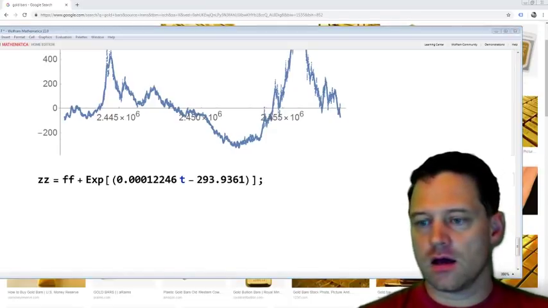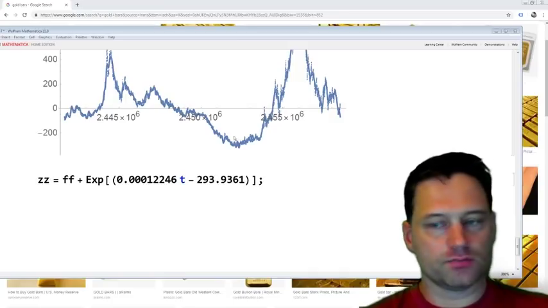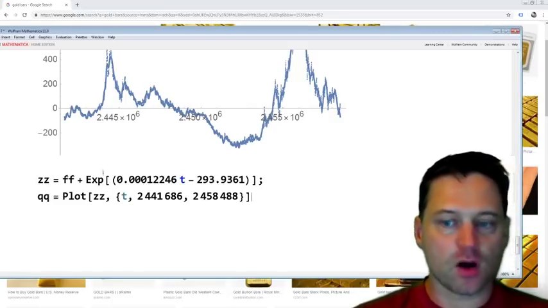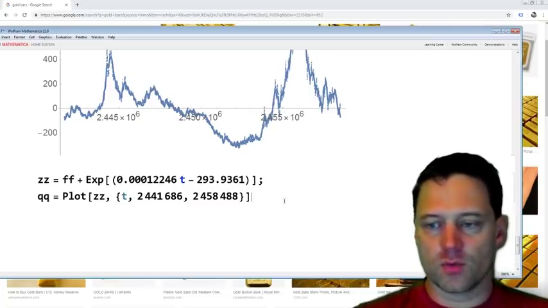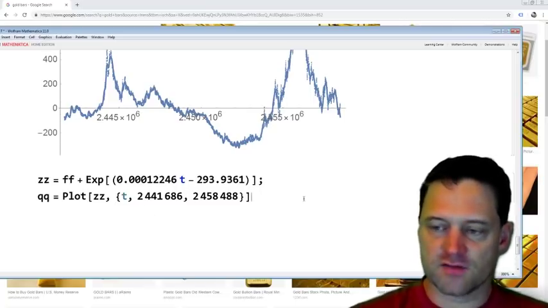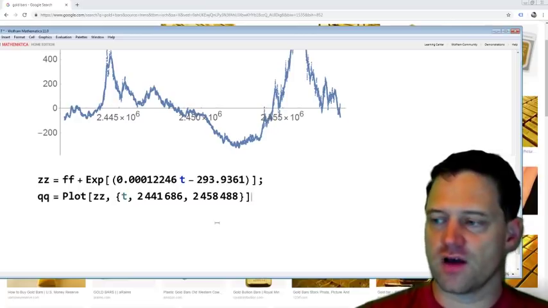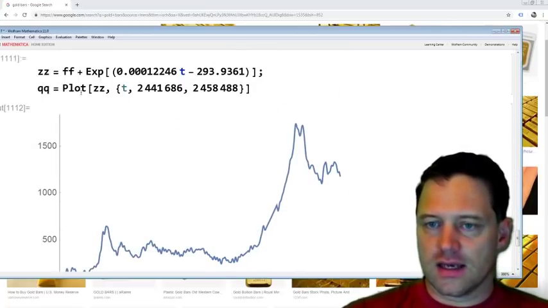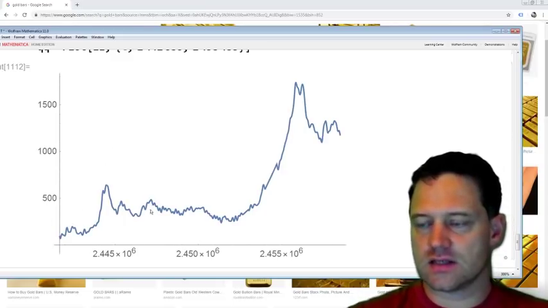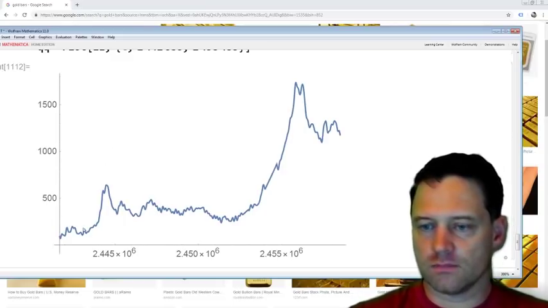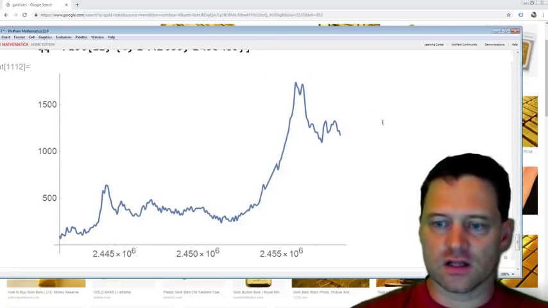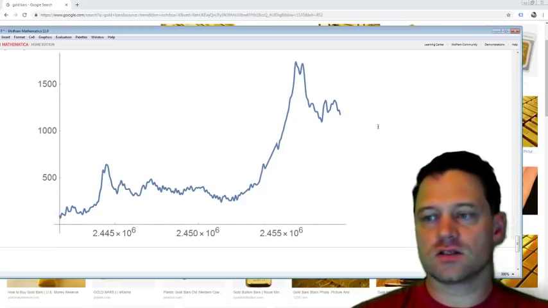And then we'll want to plot that. So under that, I'll just write double Q is the plot of this in the appropriate span of days, which covers 45 years. Okay, shift enter. Let's have a look. Okay, so here it is. Here is the model that we've constructed for the price of gold over the last 45 years. So it looks pretty accurate, right?